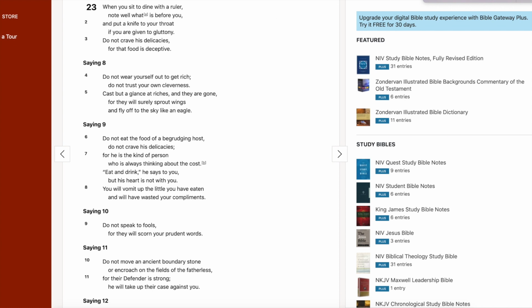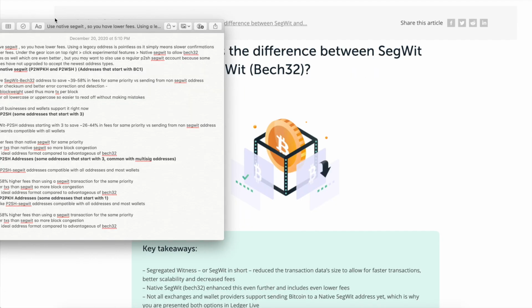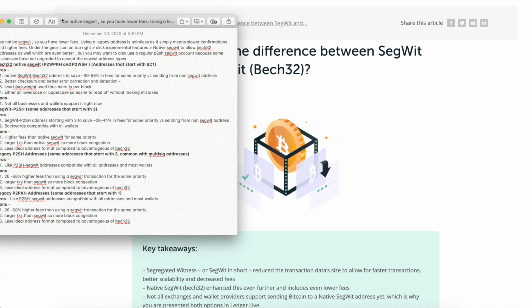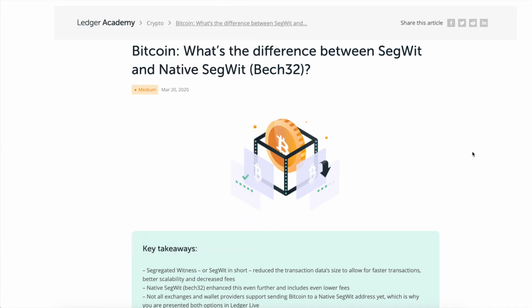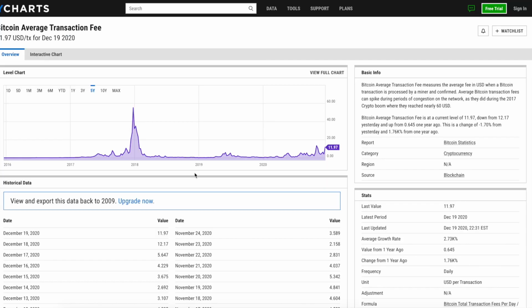Alright, so let's get into what is Bitcoin native SegWit. So first it started with Bitcoin Legacy, which is the original Bitcoin address. We were getting super high transaction fees. Let me actually pull up the transaction fees so you guys can see that. This is the Bitcoin transaction fees. So this is the reason why they started to come out with the SegWit wallets and the native SegWit wallets.